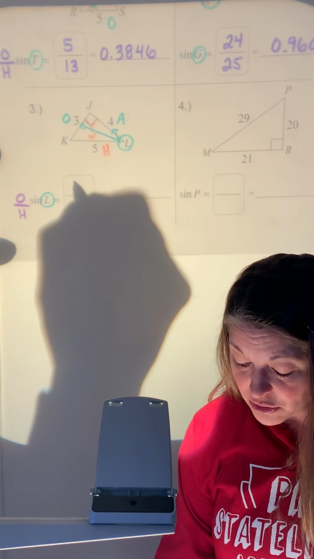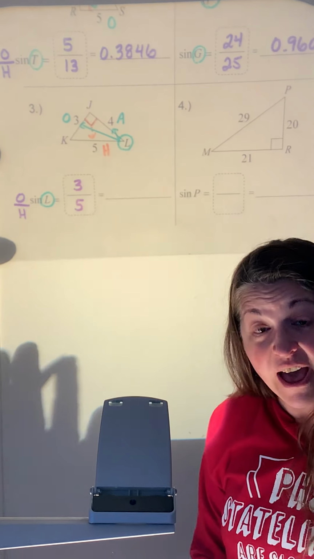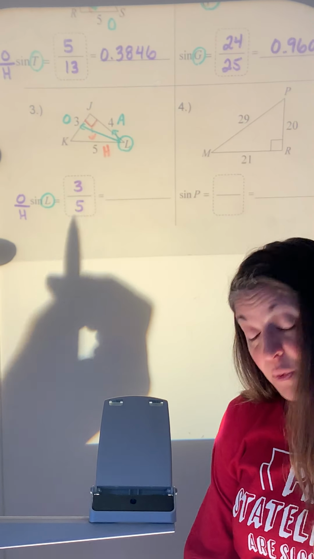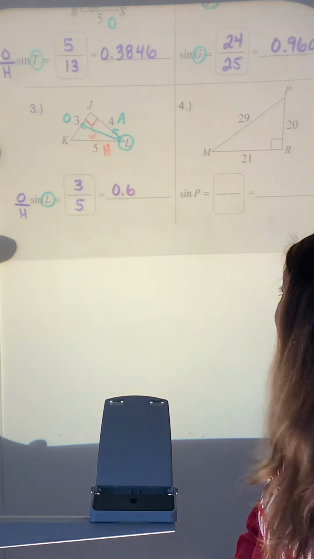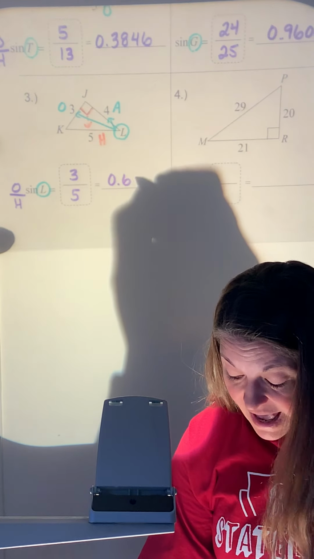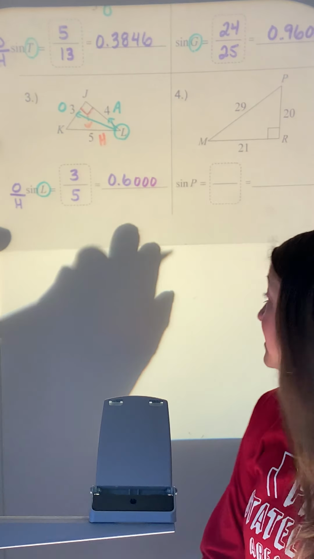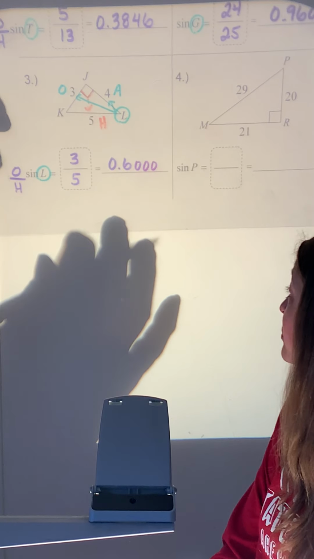So that would be your 3 over 5. Dividing 3 by 5, we'll get another pretty decimal, we'll get 0.6. Again, if you want to add those zeros at the end so that it's got 4 decimal places, that would be completely up to you.